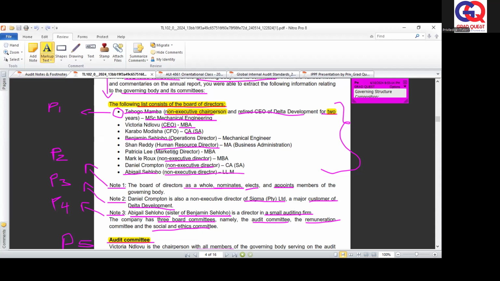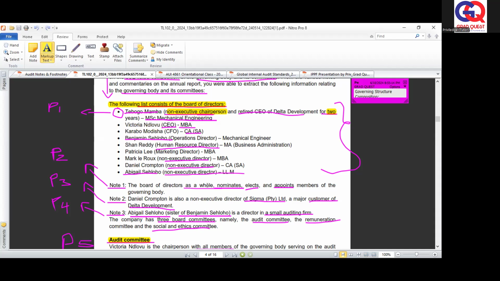Right. And then we have another individual there. Okay, so these are all executive directors. Let me see something about these non-executive directors. Mark Leroux, MBA, Daniel Crompton, CA, SA. Okay, how many chartered accountants do we have? We have about 2. So it's a mixture of different skills. Okay, and then let's check in terms of diversity. I believe this is female, probably male. Okay, but let's check on the notes as well and see what is happening.